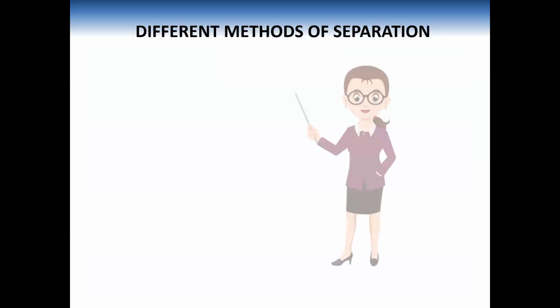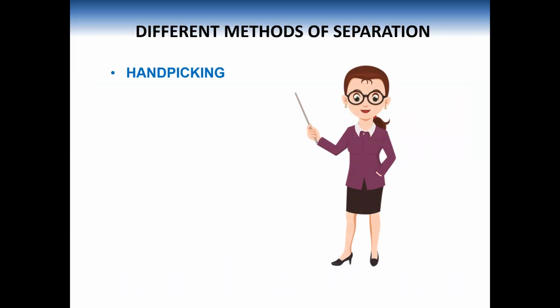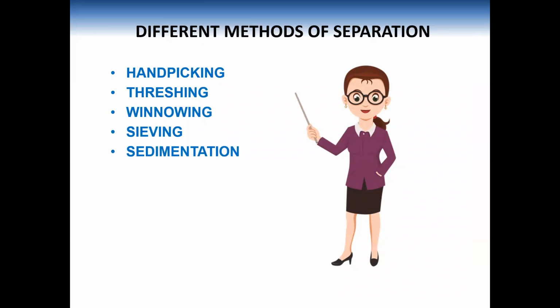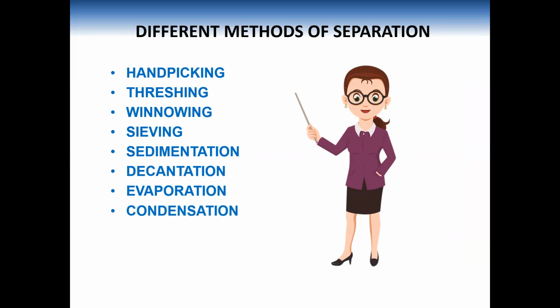What are the different methods of separation? First one is hand picking, threshing, winnowing, sieving, sedimentation, decantation, evaporation, condensation. We will discuss all these methods of separation in detail now.